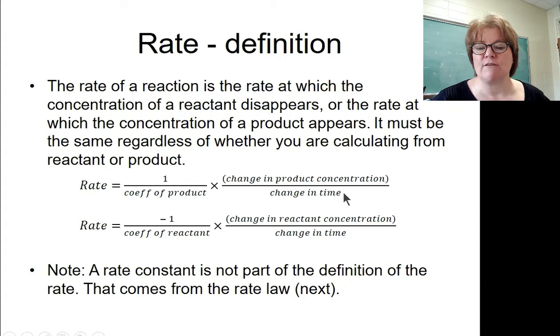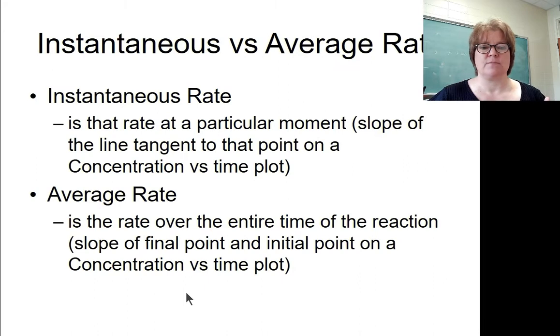The same thing goes if I use a production rate: I'm not going to use a negative sign, but I'm still going to divide by the coefficient of the product. This way we get the same thing. This is just defining the rate as a measurement. How do we calculate the rate? This is not relating the rate to concentration, the rate constant, or the order. That comes in the rate law. So when we're just defining or finding the rate, it's about using measurement and going off of the change in concentration over the change in time.